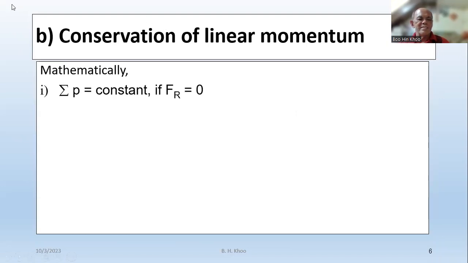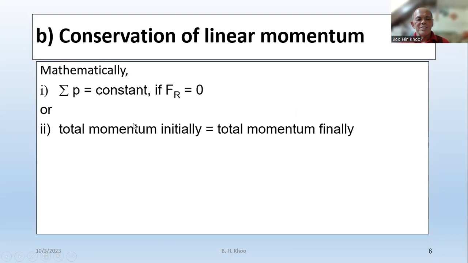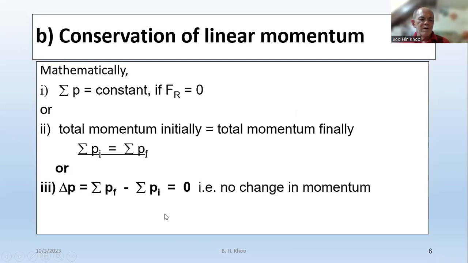Mathematically, we can write it as momentum is constant when no external force, no resultant force, is acting, or total momentum initially equals total momentum finally. Or in mathematical symbols, you can take that across: change in momentum, the sum of final momentum minus the sum of initial momentum, equals zero. That means no change in momentum.